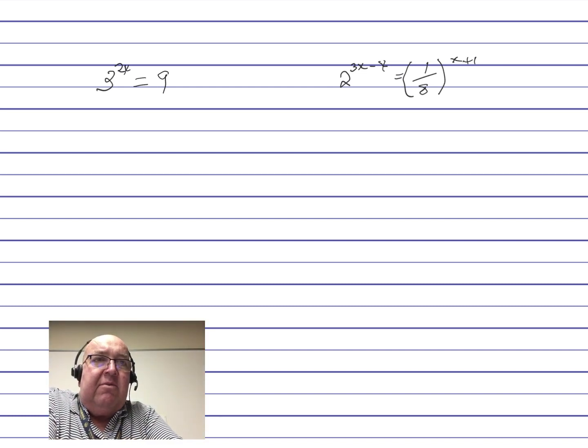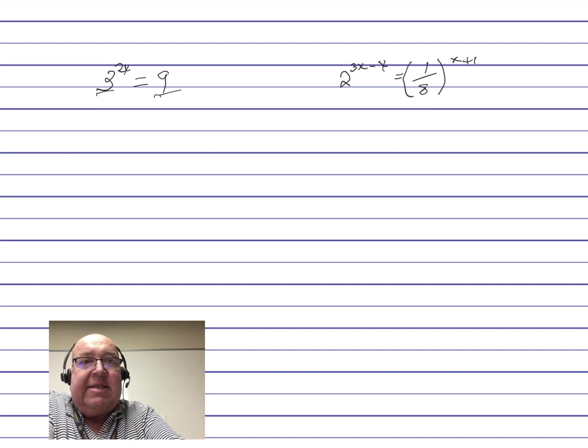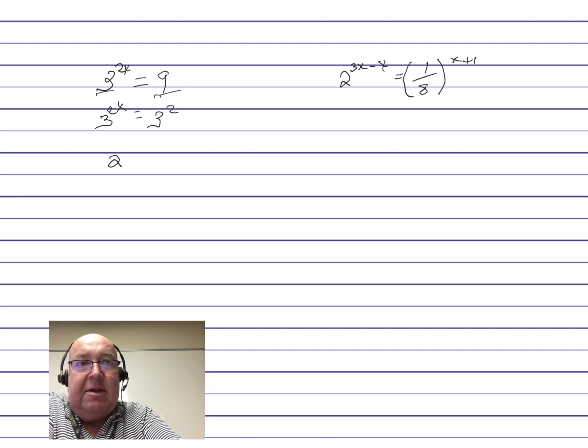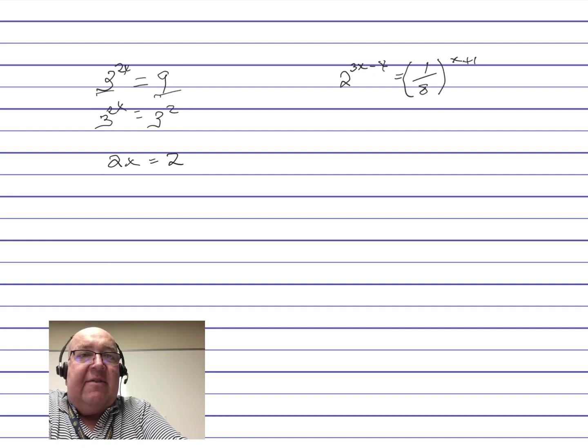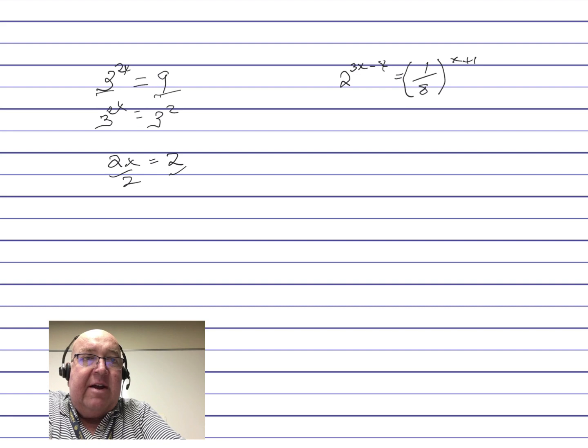So what we're doing when we do these is we want to get our base to be the same on both sides of the equal sign. So here our base is 3. We can make our base 3 by making this 3 squared. So we have 3 to the 2x is equal to 3 squared. And then you can just drop the bases and write the exponents as an equation. So now we have 2x equals 2. We can divide by 2 and we get x equals 1.